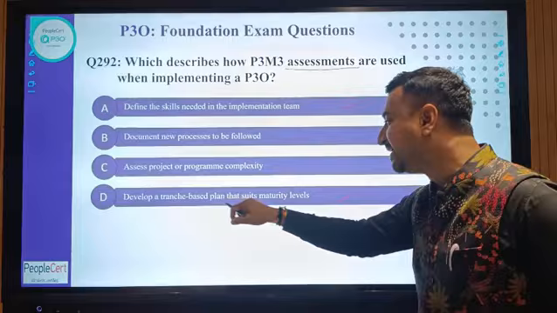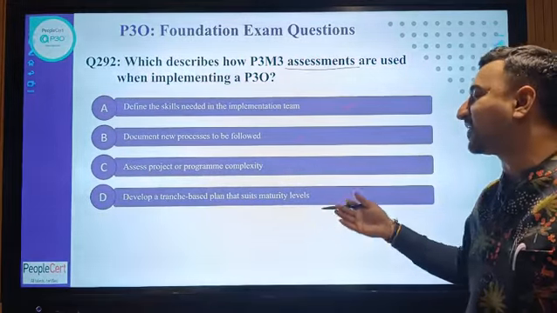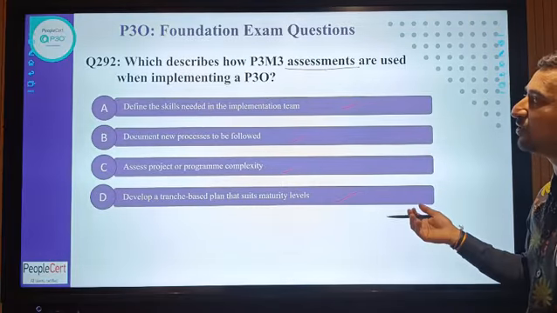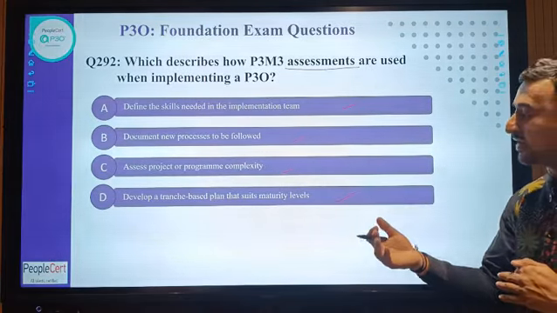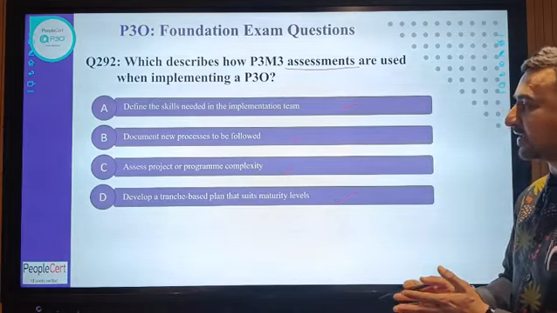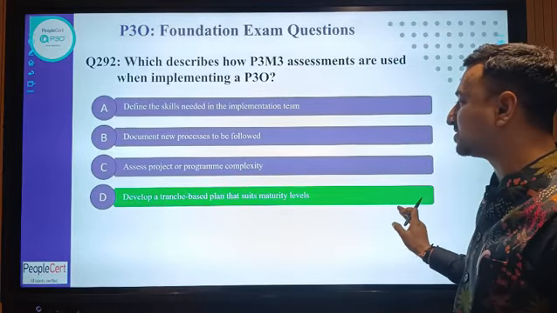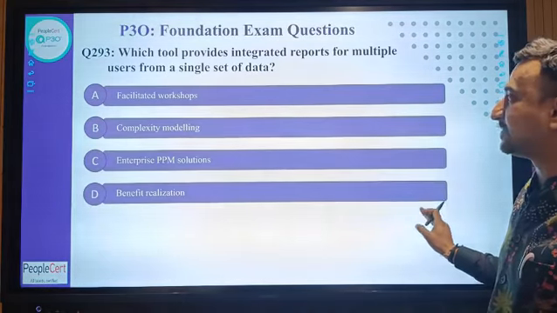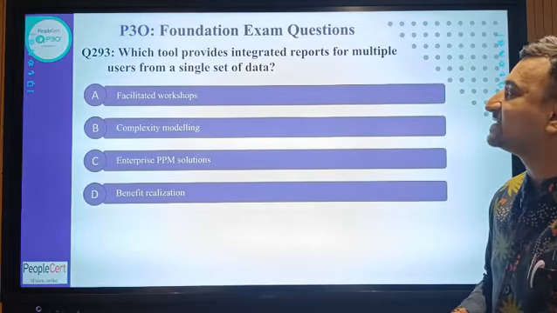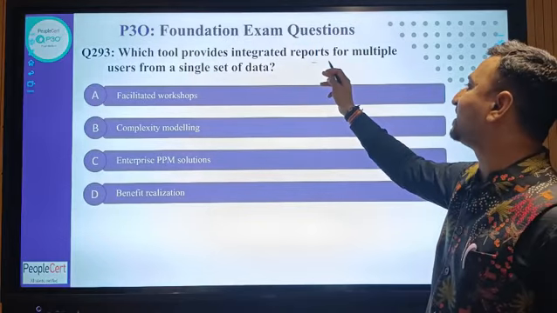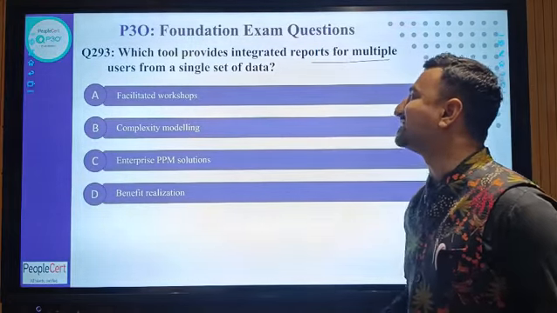So I believe D would be the correct answer, that develop a tranche-based plan that suits the maturity of the organization. If it is a level 1, then you can change the tranche accordingly. So I believe D would be the most correct answer. Yeah, it is.